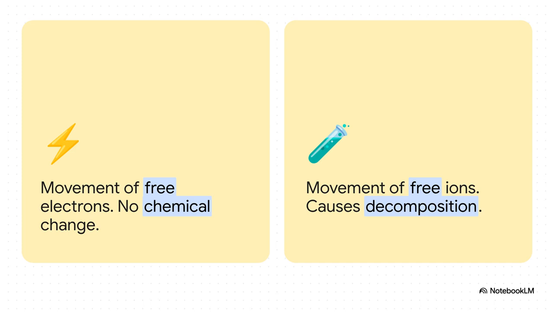And here is the kicker. When electricity flows through these liquid ions, it actually forces the liquid to chemically break apart. It's a process called decomposition. The actual passage of electricity changes the very chemical nature of the substance.